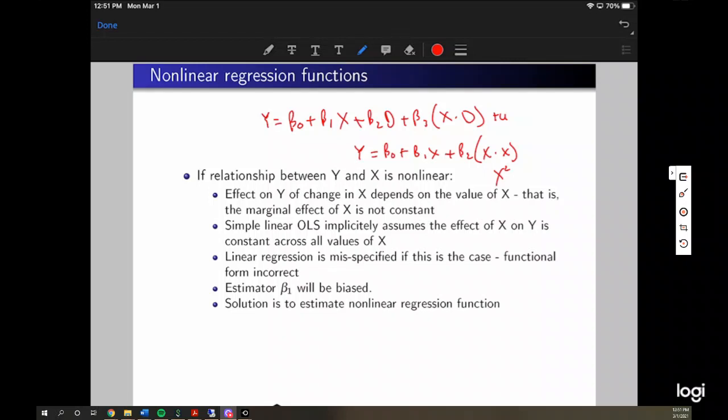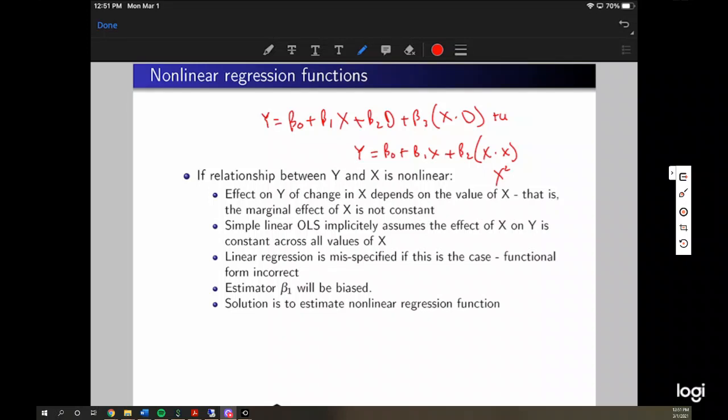And we just saw that simple linear OLS regression implicitly assumes that the effect of x on y is constant across all values of x. So if we don't have those interactions in the model, then the relationship between x and y is assumed to be constant, and it's actually forced to be constant in our model.